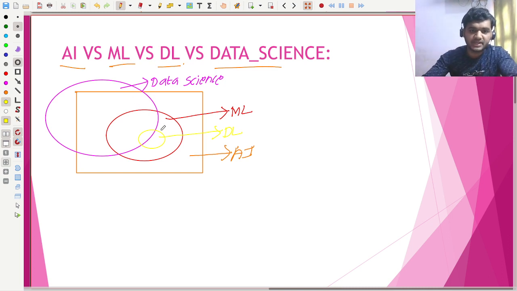So deep learning is a subset of ML, and ML and DL are a subset of AI, that is artificial intelligence. So first, you should know what AI is. AI is a broad field of computer science focused on creating systems or machines capable of performing tasks that typically require human intelligence. Okay, so some smart applications.